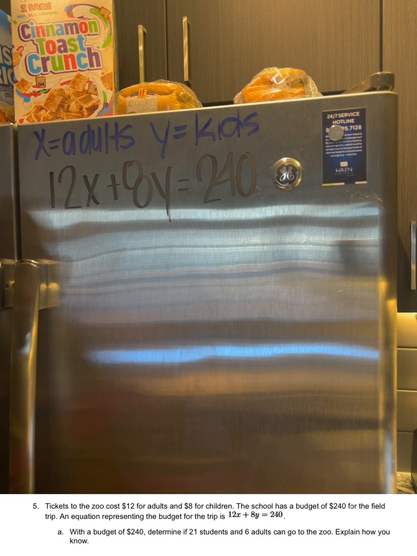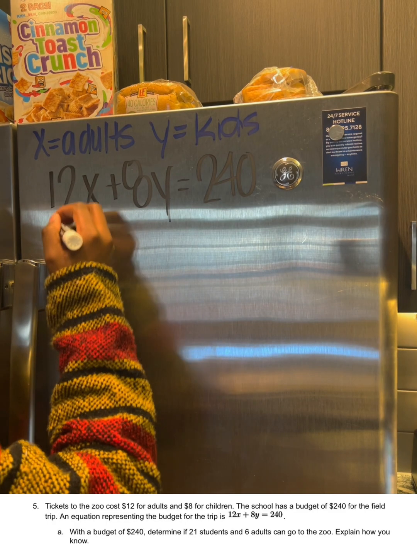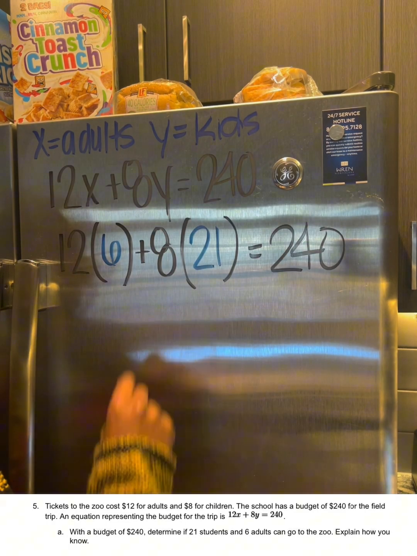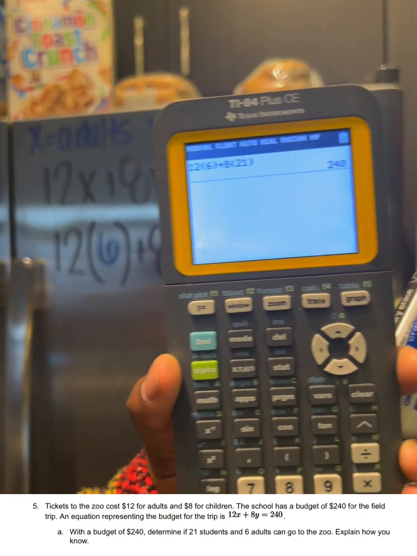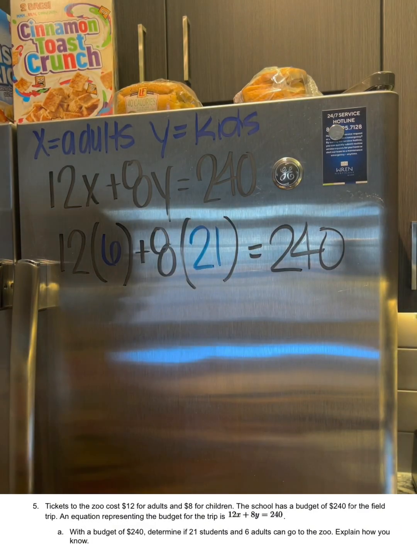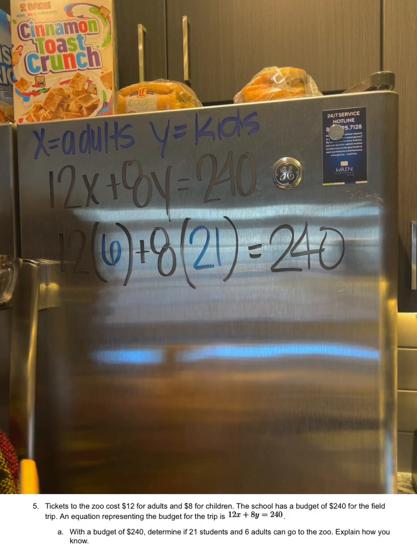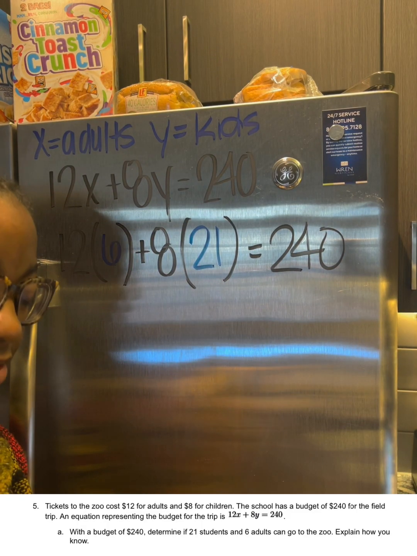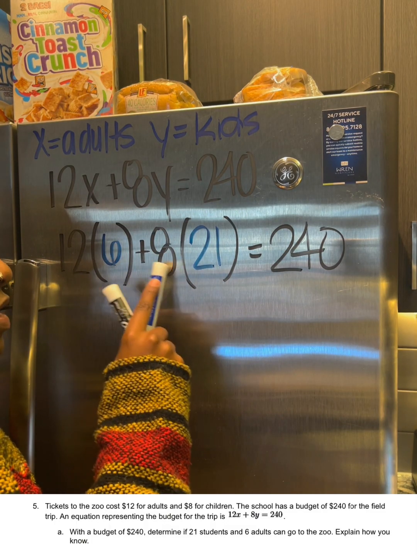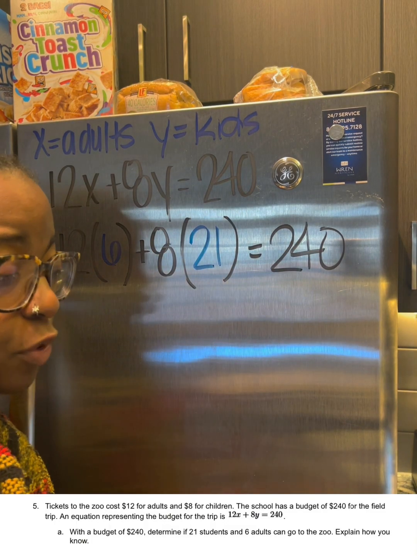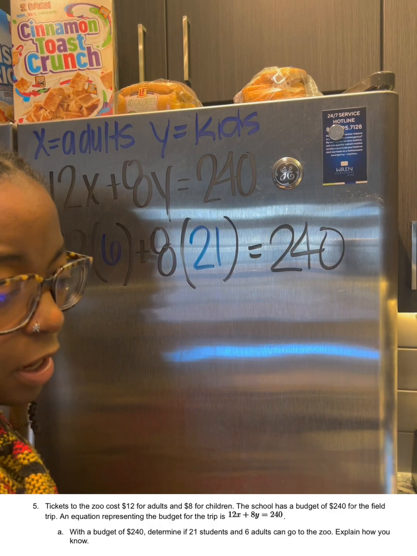With a budget of 240, determine if 21 students and 6 adults can go. So I'm just gonna plug in, okay? I'm gonna put this in my calculator and see what I get. And what I get, 240. So can 21 students and 6 adults go to the zoo? Yes. And your explanation is 12 times 6 plus 8 times 21 equals 240. That's your explanation. All right?